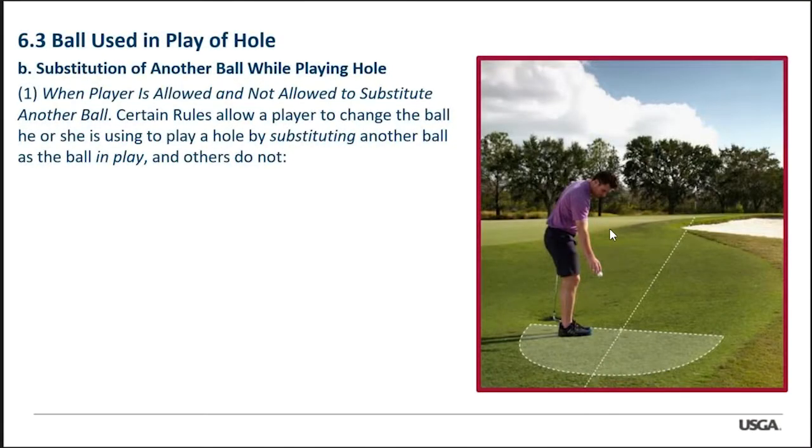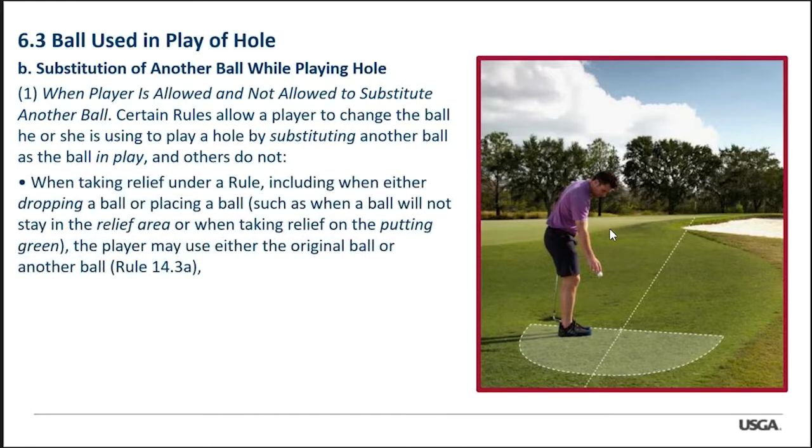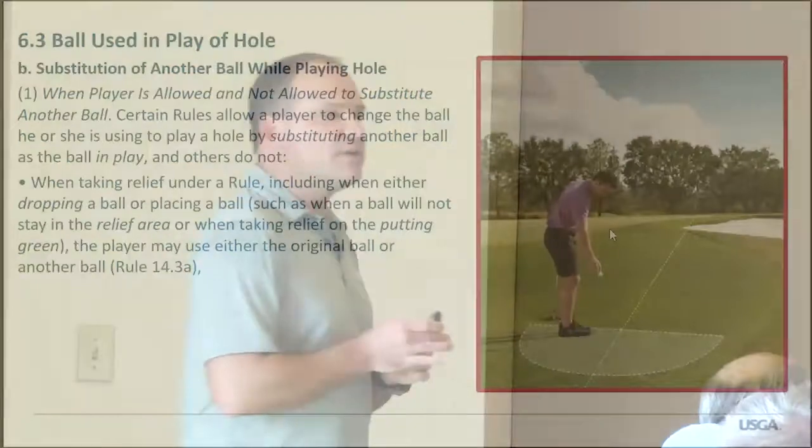Okay, let's talk about that substitution that we've hit quite a bit already, but when a player is allowed and not allowed to substitute a ball. So certain rules allow a player to change the ball he or she is using to play a hole by substituting another ball as the ball in play, and others do not. When taking relief under a rule, including either dropping or placing a ball, such as when the ball will not stay in the relief area, the player may use the original ball or substitute a ball. All right, straightforward. When you're dropping a ball, you can substitute it. When you're taking relief, whether it's free or penalty, you can substitute it.